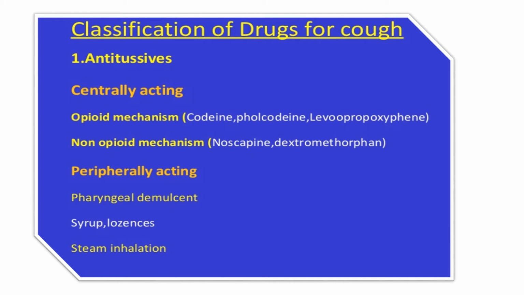Central, whenever you hear central, it is always that the action takes place at the brain. Under centrally acting, there are opioid mechanism initiating antitussives and non-opioid mechanism initiating antitussives. Under opioid mechanism, it is codeine and pholcodine. Non-opioid mechanism, it is Noscapine and Dextromethorphan. Nowadays, opioid mechanism antitussives are less available, while non-opioid mechanism drugs like Dextromethorphan are more commonly available.